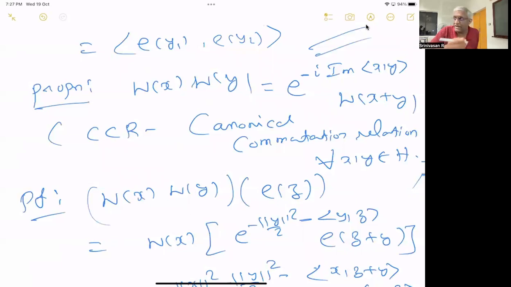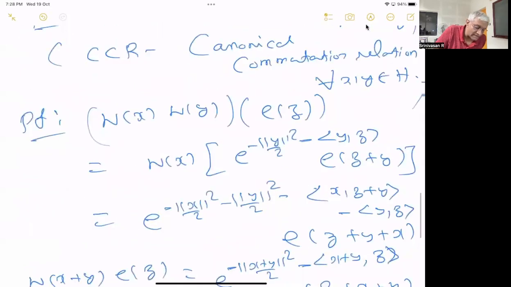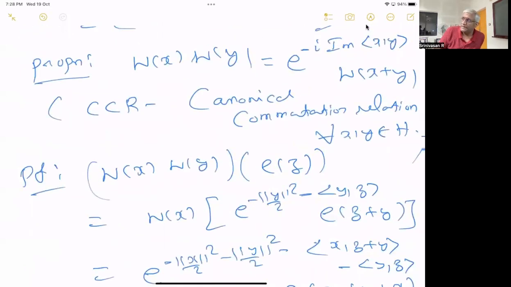You work it out yourself. I just applied the definition and I got the result. So the canonical commutation relation is satisfied by that. If you practice it, it's better. Practice the exponential vectors and all that with this definition, and it will be better.